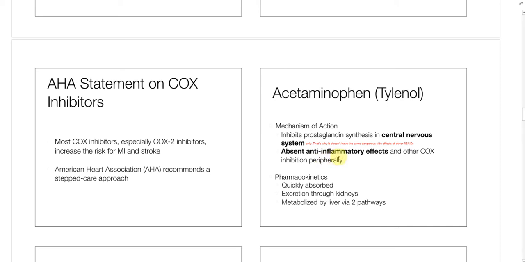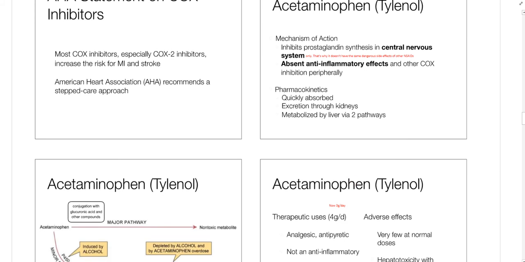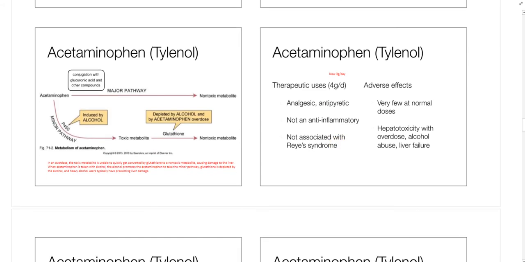But if you don't have an inflammatory issue, take acetaminophen instead because there are far fewer issues with the side effects compared to the other NSAIDs. It's quickly absorbed, excreted through the kidneys, and metabolized by the liver via 2 pathways. So normally, when you take acetaminophen, it goes through the major pathway to form a non-toxic metabolite, and all is wonderful.